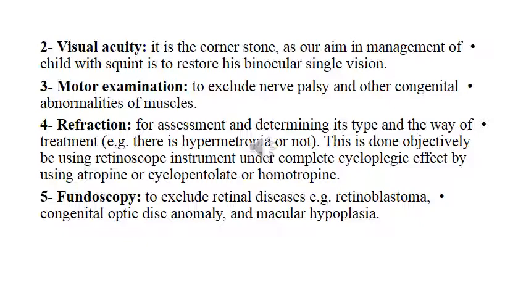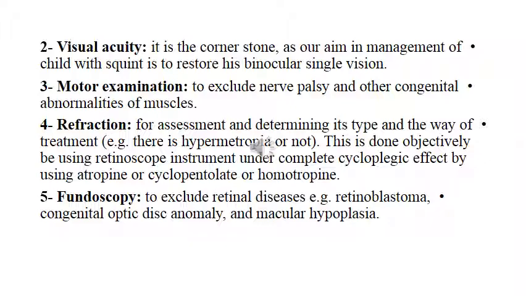The third step is refraction. All children with squint need to be subjected to refraction. I mean by refraction the detection of refractive error. We do this with a retinoscope. In children, we use a retinoscope and not an autorefraction machine, because the autorefraction machine needs cooperation and the child is not cooperative. So we use the retinoscope, which is an instrument similar to the ophthalmoscope.